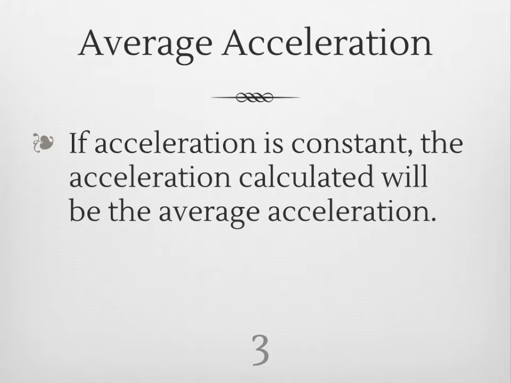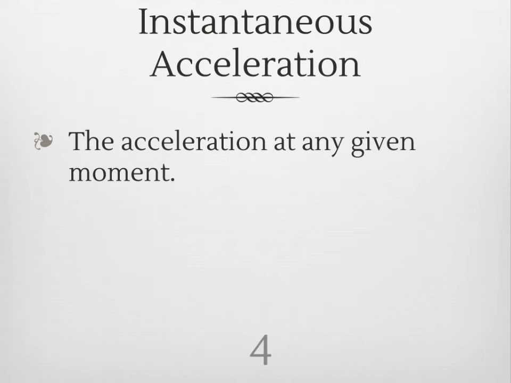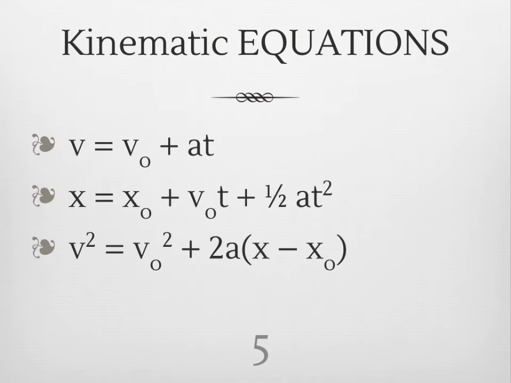The average acceleration. If acceleration is constant, the acceleration calculated will actually be the average acceleration. This is the only kind of acceleration we are going to deal with in this class. Instantaneous acceleration is defined as the acceleration at any given moment. So when we find our average acceleration, we're also finding the instantaneous acceleration.